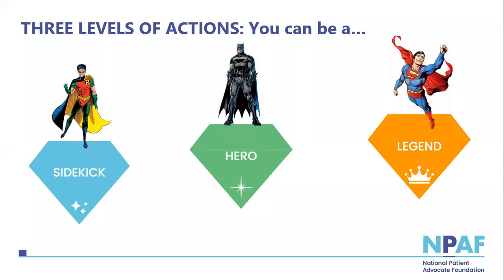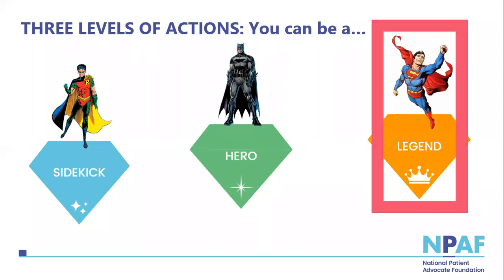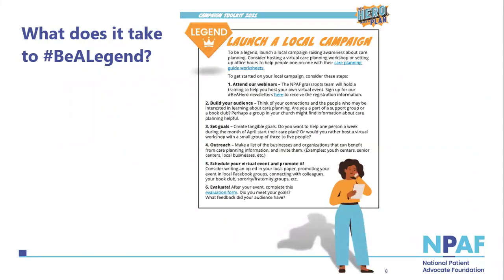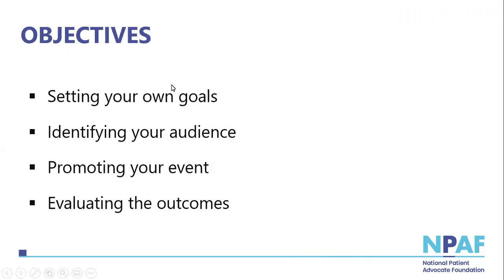And then the last level here is be a legend. That's really what our focus is today, on how you can be that legend. In our toolkit, we break down some of the things that you can do to be a legend, but we realize this doesn't capture all of those things. There might be more questions. So we thought it would be helpful to have a bit of training to have you all feel confident and comfortable and have your questions answered about what you can do to be a hero to your community. We're going to focus today on how you set your own goals for your campaign, how you identify your audience, how you promote your event, and evaluate the outcomes.